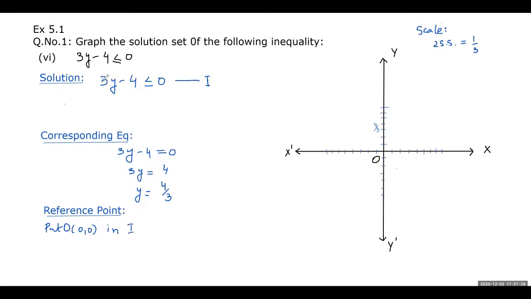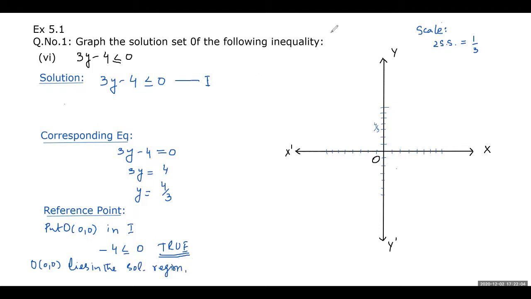Just put x equals to 0. You can see there is no x in it, so only put y equals to 0. What will happen? 3 into 0 will become 0. 0 minus 4, that is only minus 4 will be left on this side. So when you put 0, 0 in 1, you get minus 4 is less than or equal to 0, which is a true sentence. Result, origin satisfies this inequality, means origin lies in the solution region.